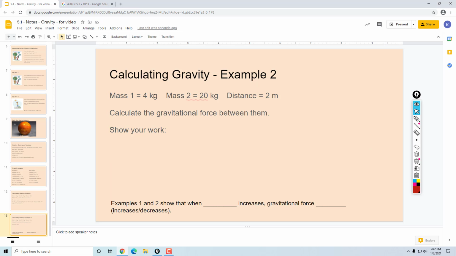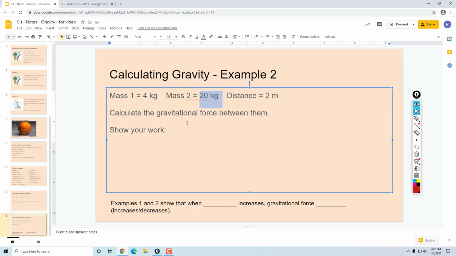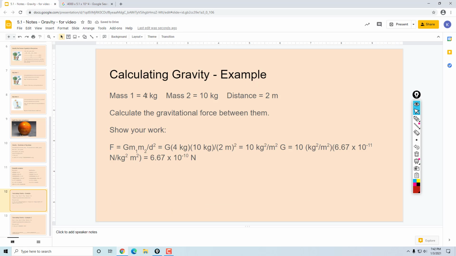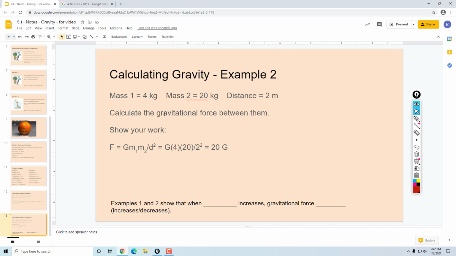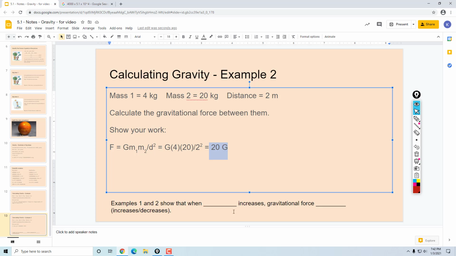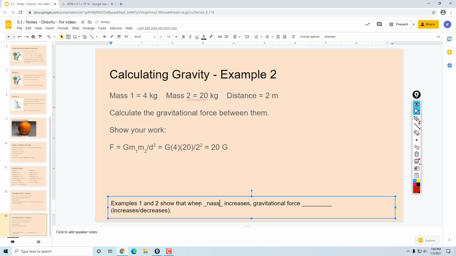One more. This time the masses are 4 and 20. So the force is going to be G m1 m2 divided by d squared. That's going to be G times 4 times 20 divided by 2 squared. That's going to be 20G. Just no units for now. Notice that in the first question, we have 4 and 10, and the force is 10G. For this one, the masses are 4 and 20, and the force is 20G. So the two examples show that when mass increases, the gravitational force also increases. Okay. That's it for this video.